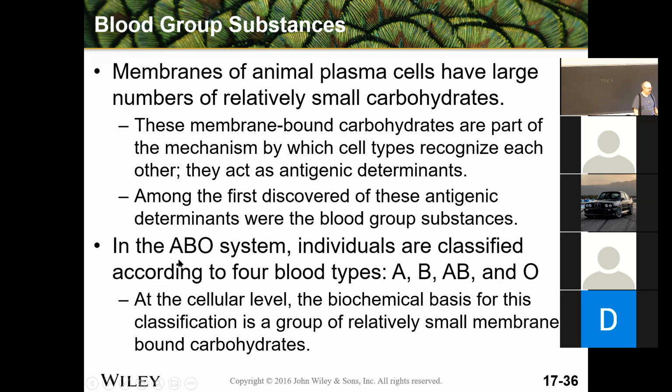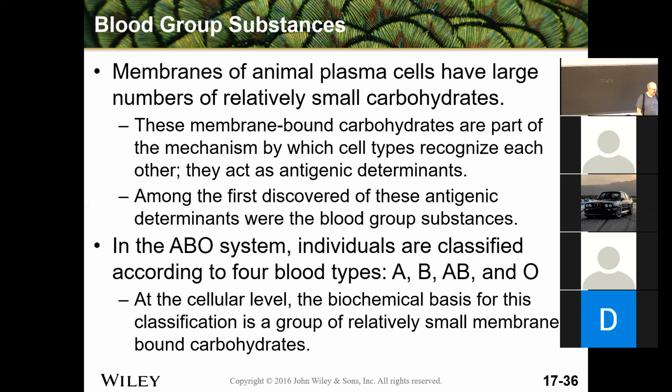All right, let's look at blood group substances. Membranes of animal plasma cells have large numbers of relatively small carbohydrates. These membrane-bound carbohydrates are part of the mechanism by which the cell types recognize each other. They act as antigen determinants. Among the first discovered of these antigenic determinants were the blood group substances.